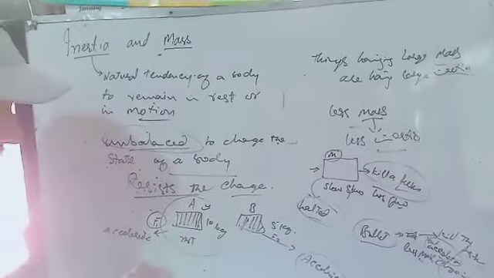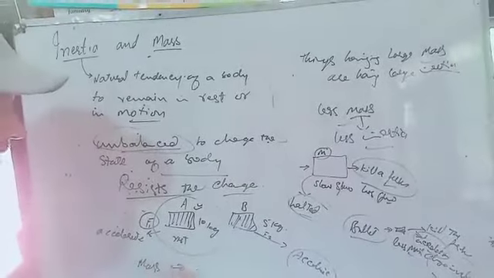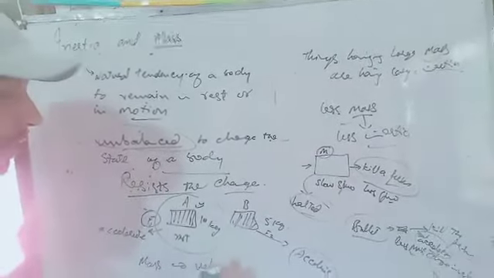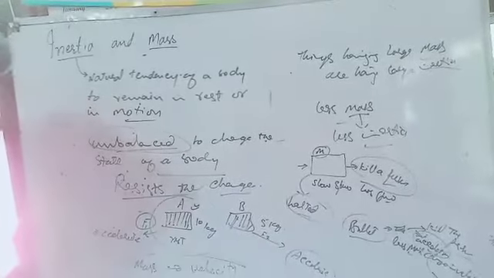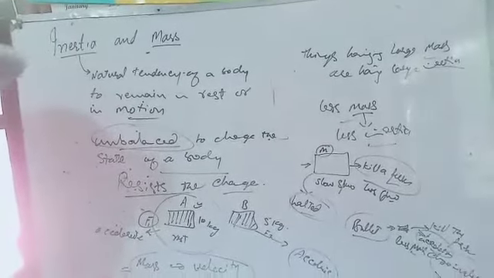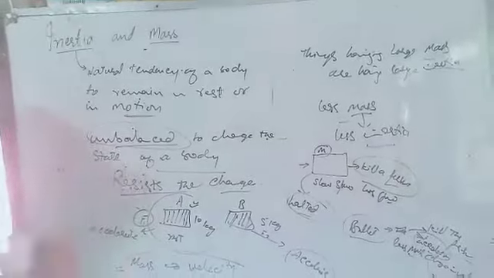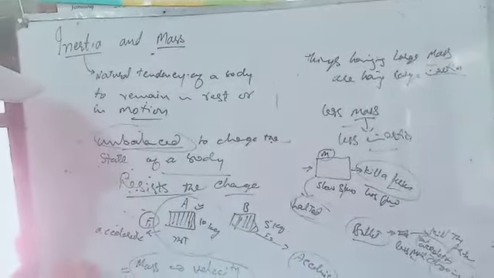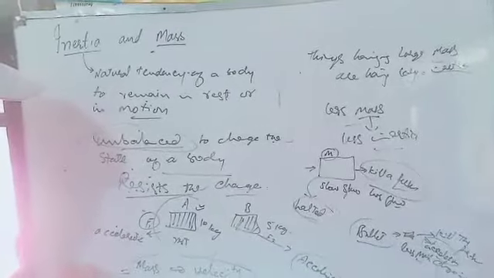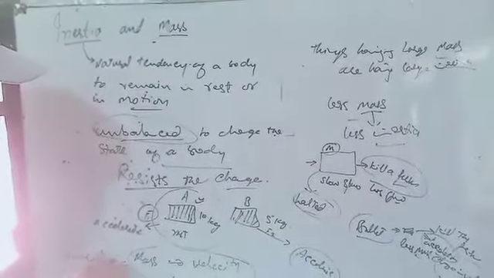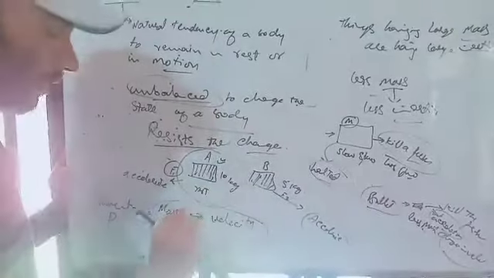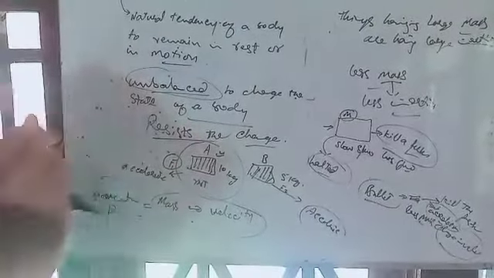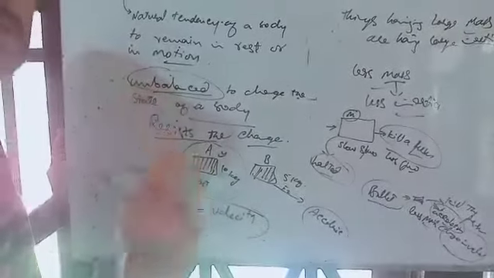These two terms, mass and velocity, were combined by Newton into a single quantity that is known as momentum, P. That means these two quantities, mass and velocity, are combined together in one quantity that is known as momentum, which was explained by Newton.